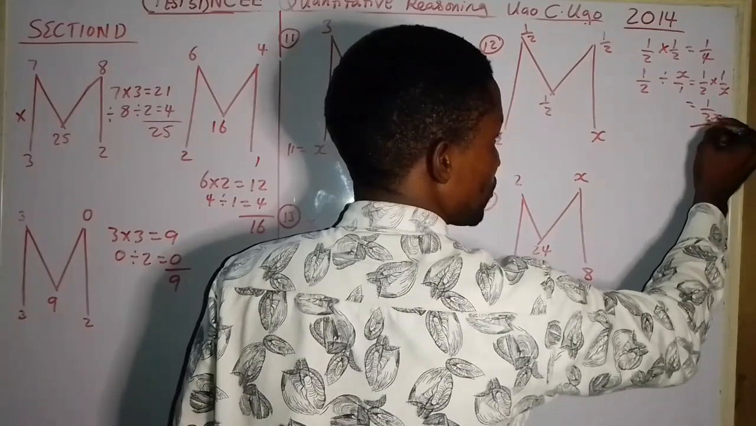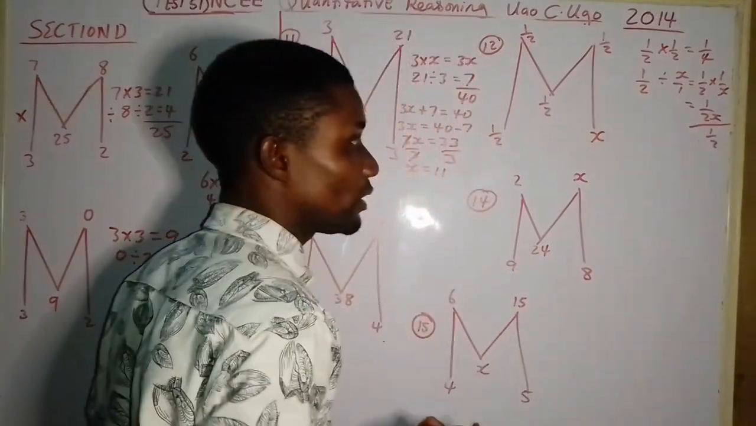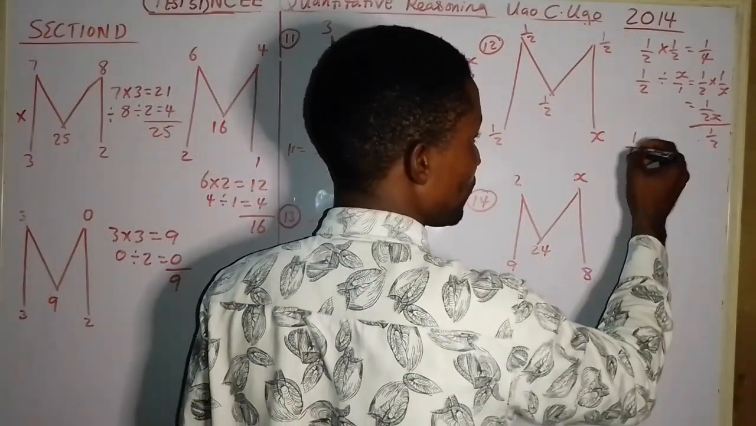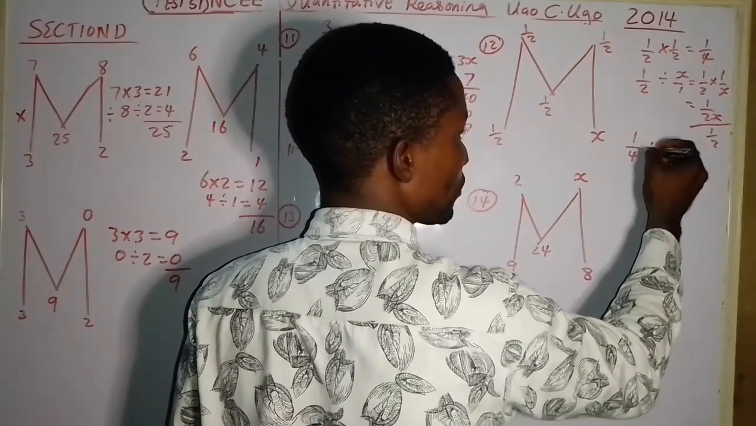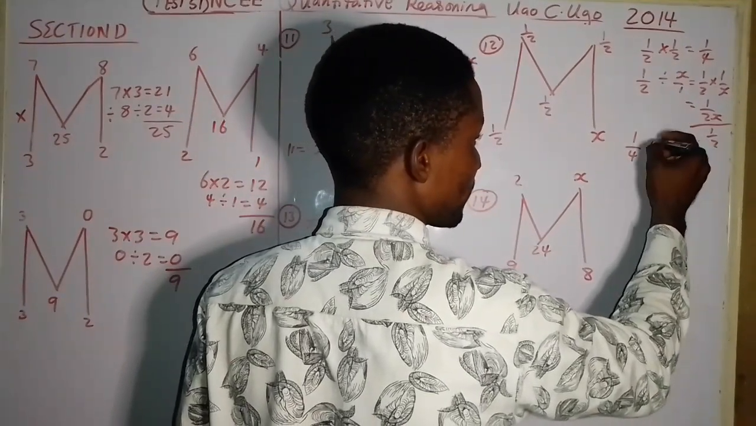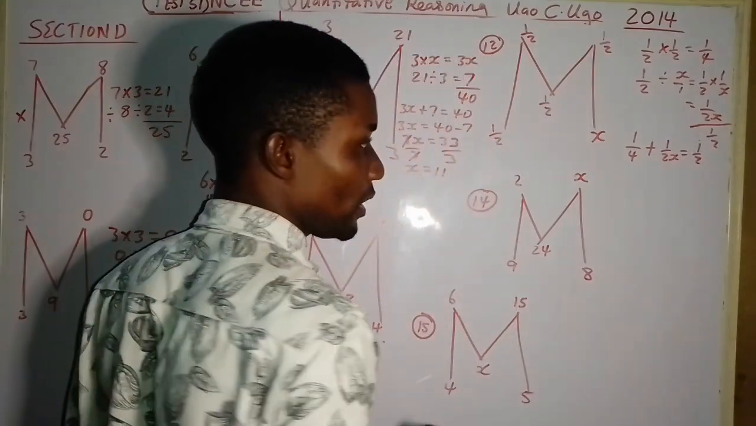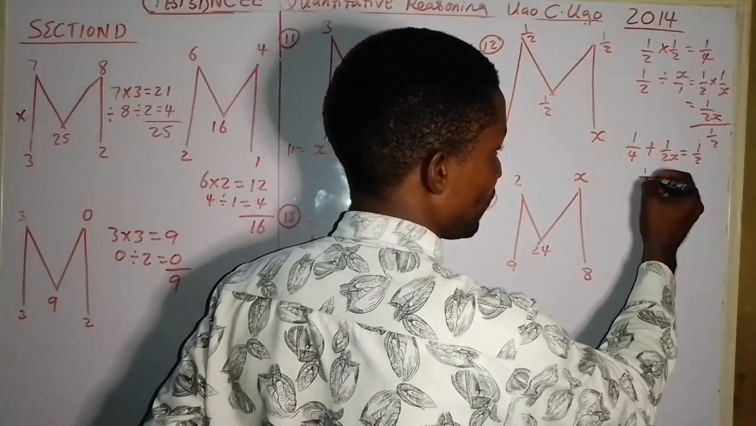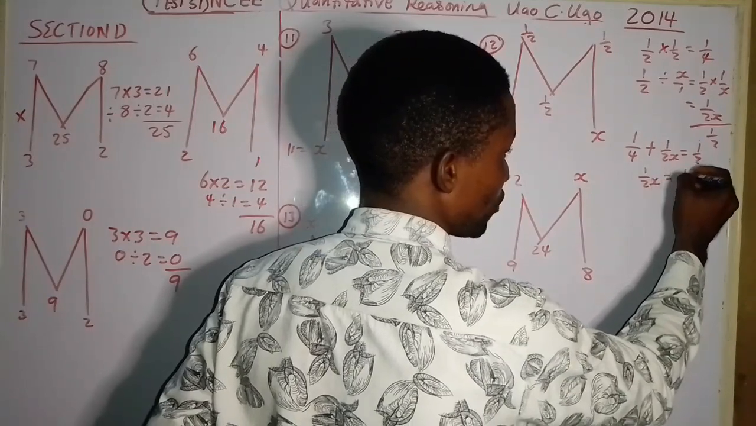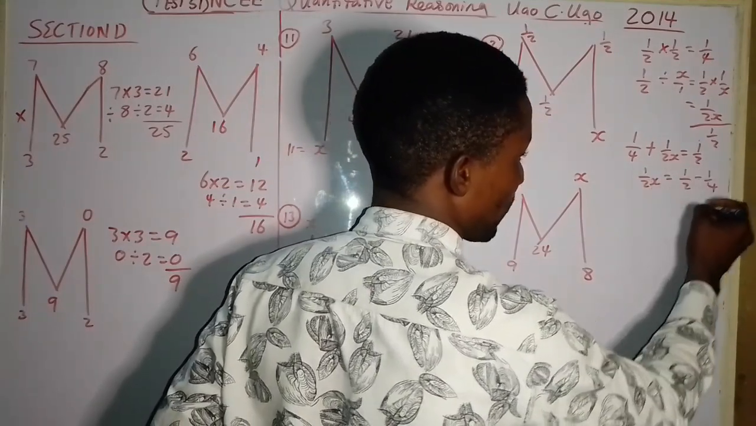Everything equals to 1 over 2. So this one has turned into an equation as well. So we're going to have 1 over 4 plus 1 over 2x equals to 1 over 2. The next thing we need to do is to collect the like terms. So we have 1 over 2x equals to 1 over 2 minus 1 over 4.